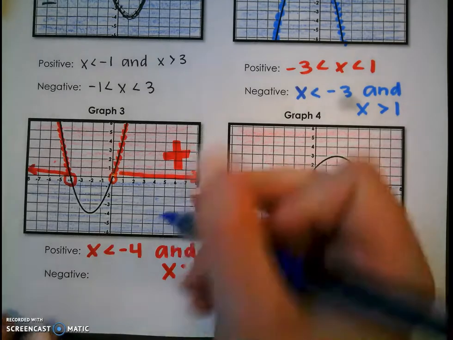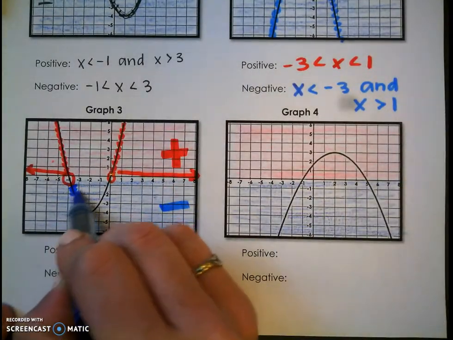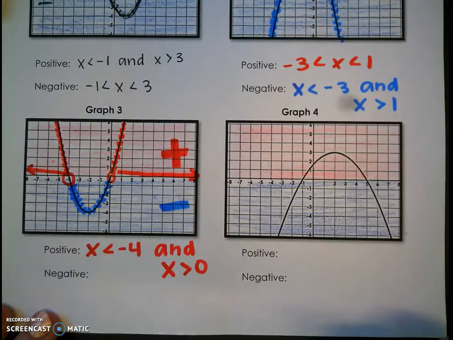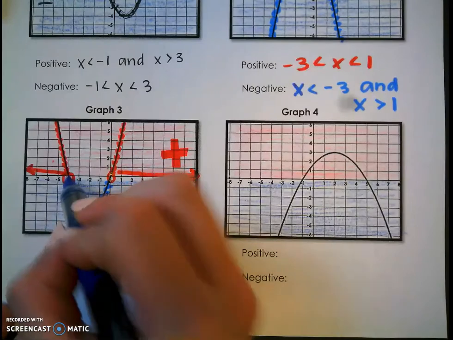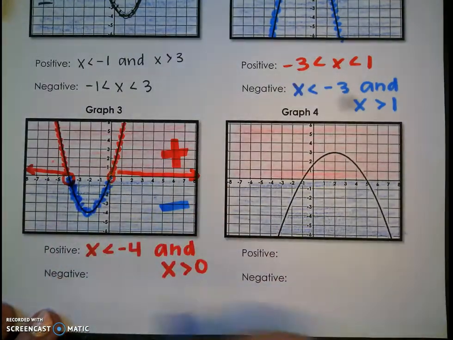Which means my part that is negative is from -3 all the way to 0. Or -4, sorry. -4, not -3. So from -4 all the way to 0.